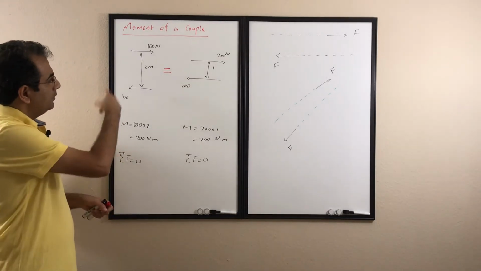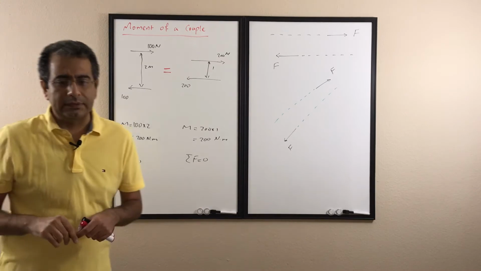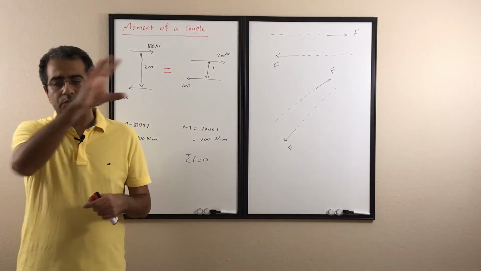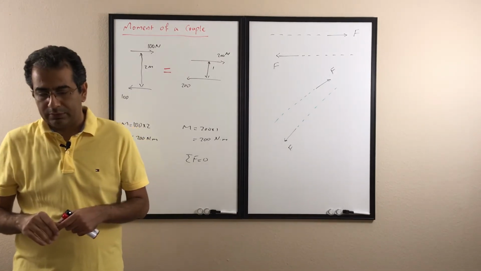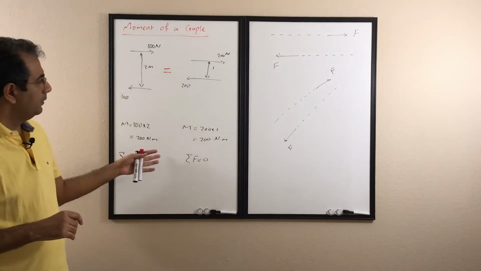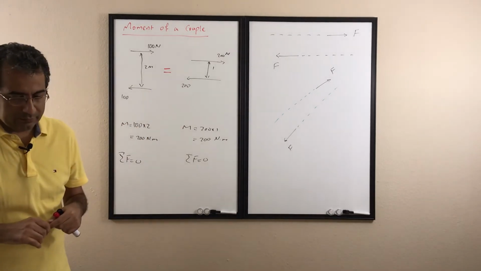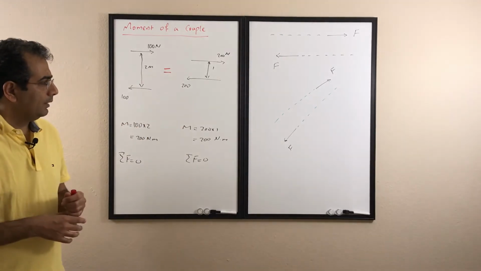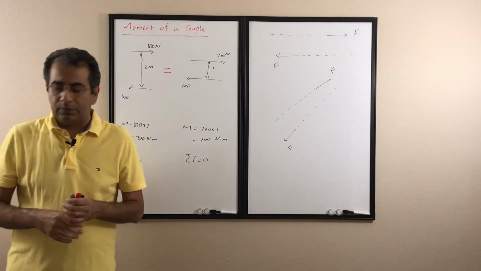The other point about the moment of a couple is that it's a free vector, so you can move it around and put it anywhere on the object when we want to do the calculation.